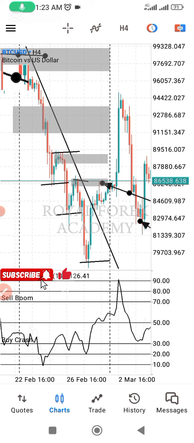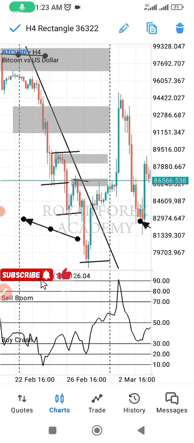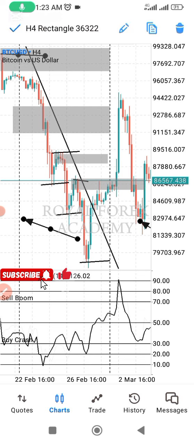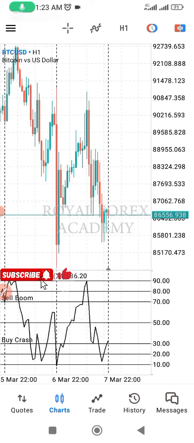And let's look at what happened. Price moved from here and came into this particular zone, which is the first movement. So when price gets into this order block, let's see what happened. That is where we have a break of structure. So let's look at our 1 hour time frame.